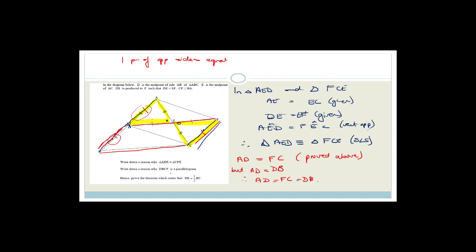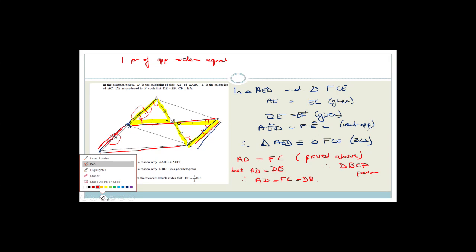Okay, and now finally, we also know that those two lines are parallel because they told us. We also know, because we know that these two triangles are congruent, that this one is equal to this one, and that one is equal to this one. Okay, so opposite sides are parallel. Therefore, DBCF is a parallelogram. Then it says, hence prove the theorem which states that DE is half of BC.